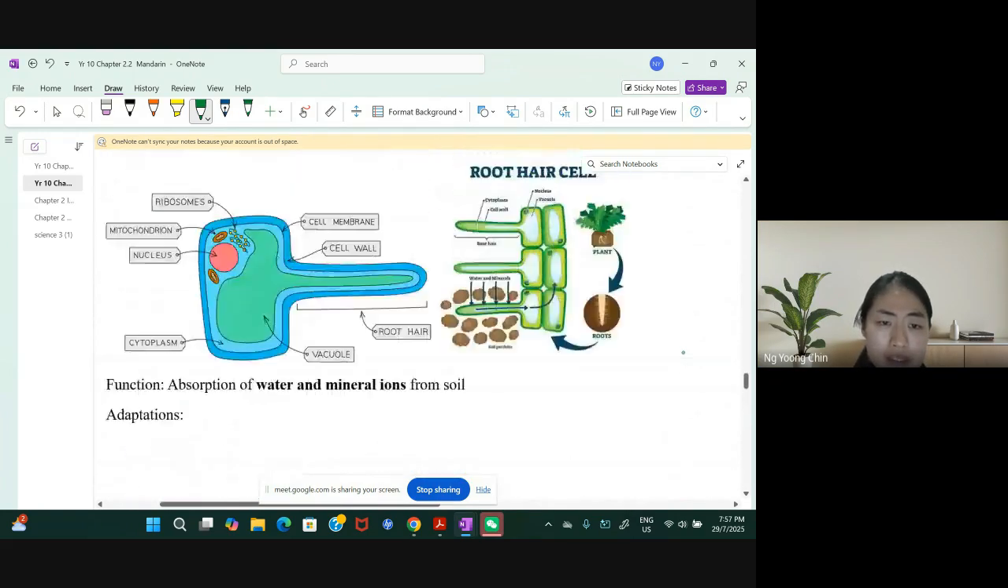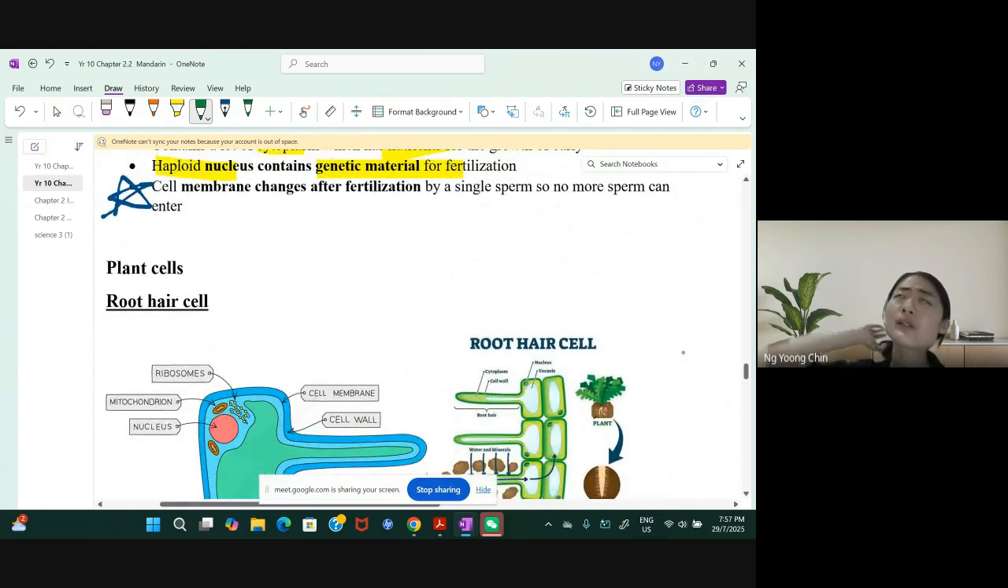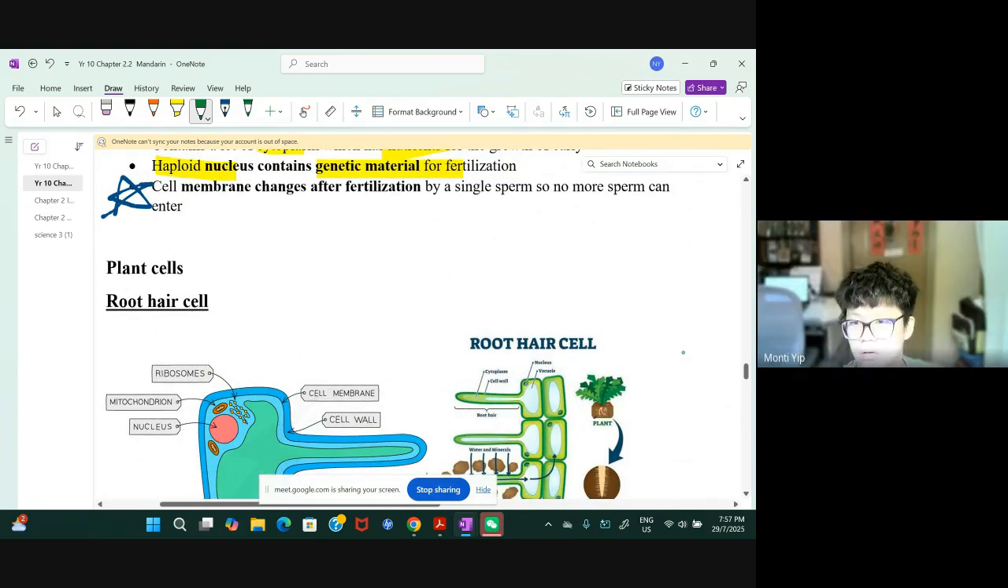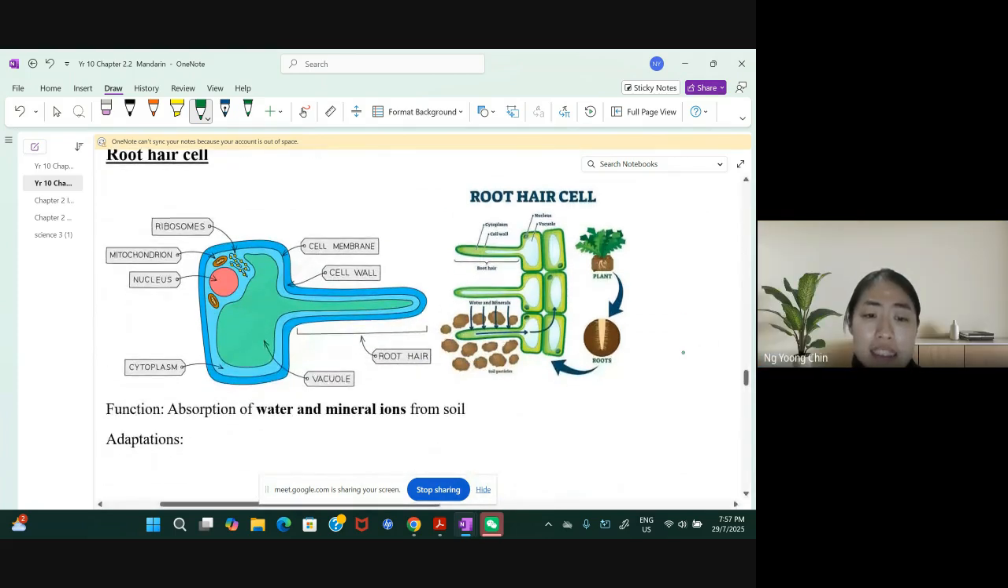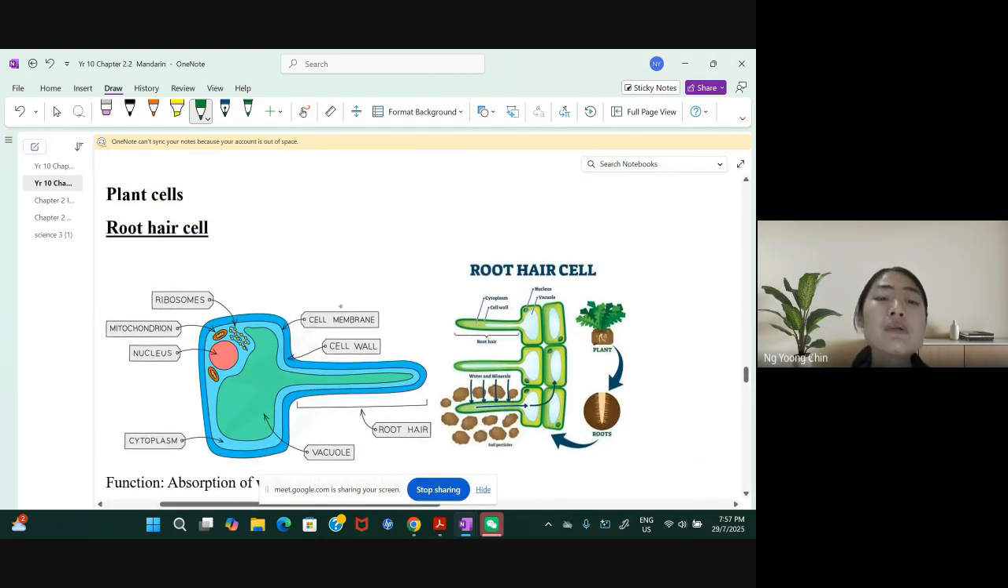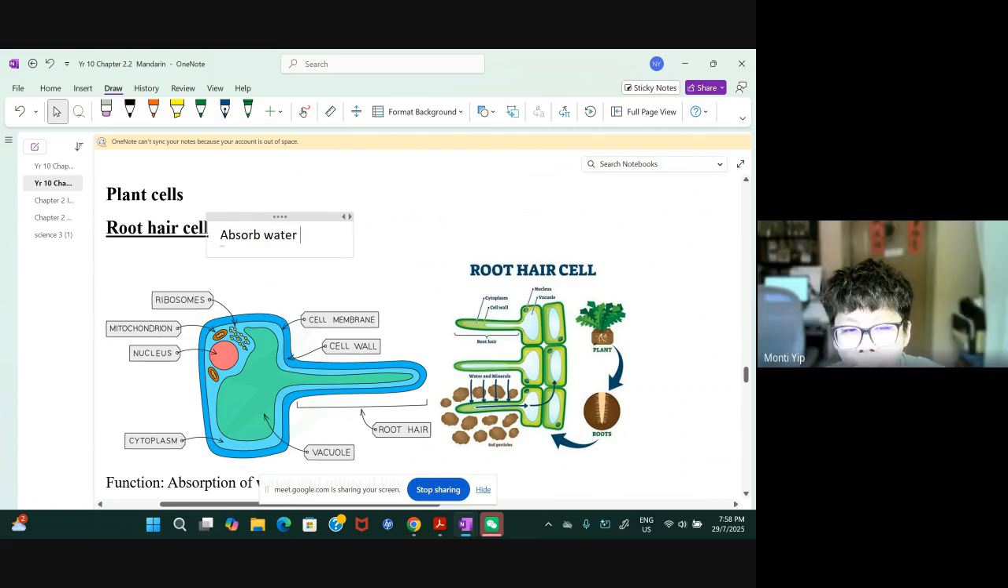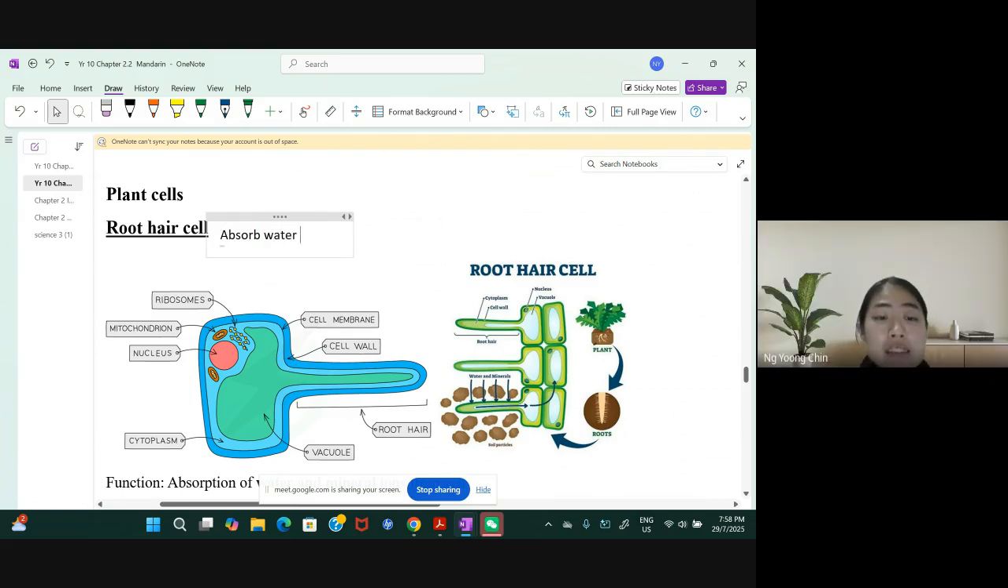And then I will talk about this one, the root hair cell. You already know that in the parts of the plant, only the leaf absorbs sunlight because inside they have the chloroplast. But how about the root hair cell? In the root hair cell, what they do is absorb water. Water is very important for the survival of the plant, because water provides pressure to the plant, so the plant will not wilt easily.